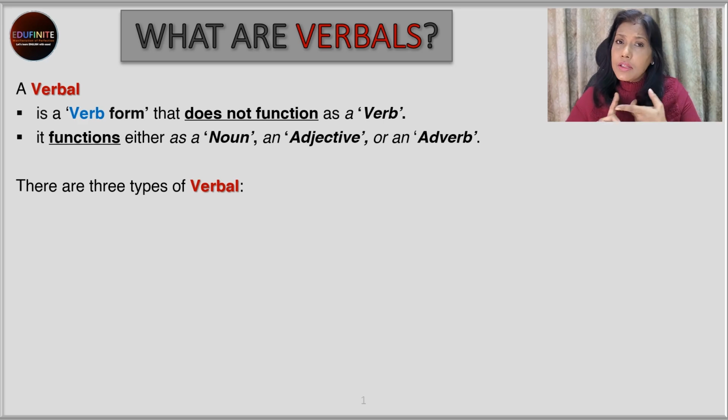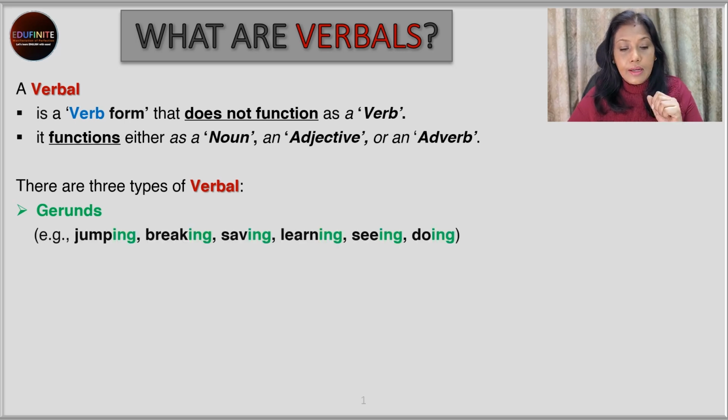Now, there are three types of verbals. The first one is gerunds. And how do they look like? We have already said that they look like verbs. So let's see how they look. Examples are jumping, breaking, saving, learning, seeing, doing. So these are gerunds. They look like verbs, but they do not function as verbs.